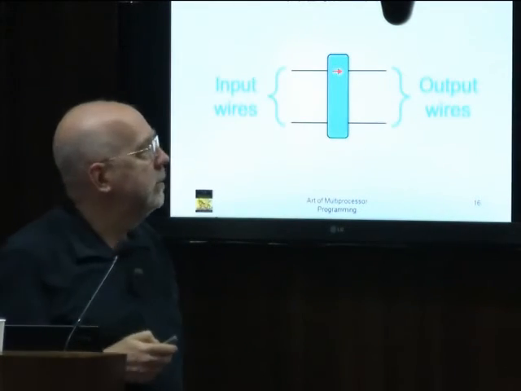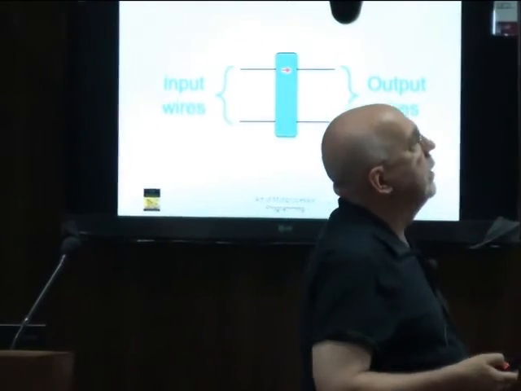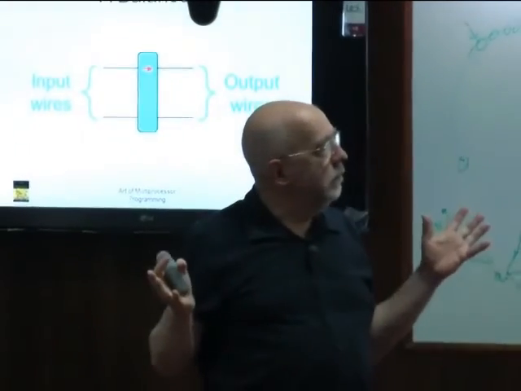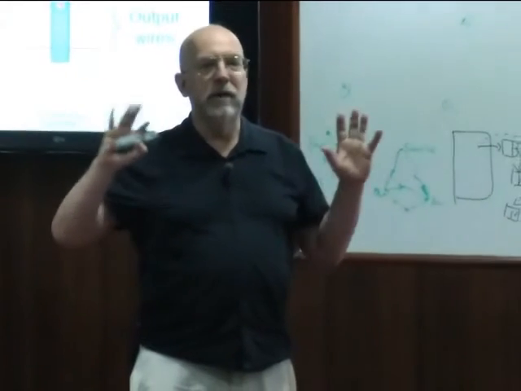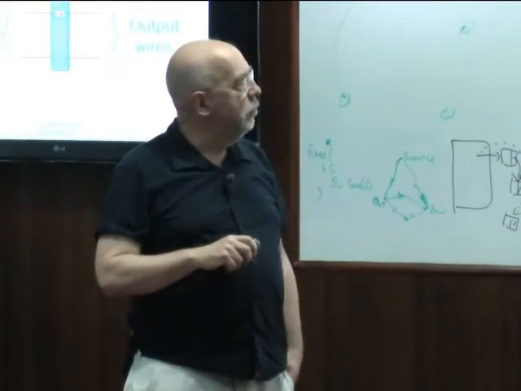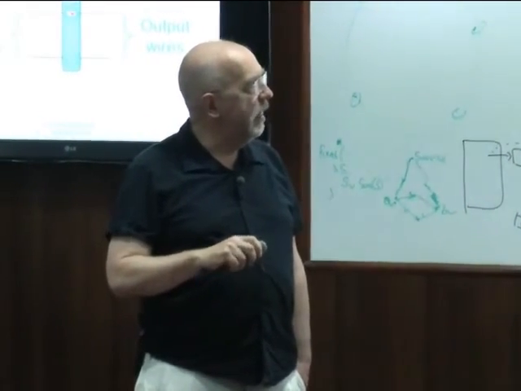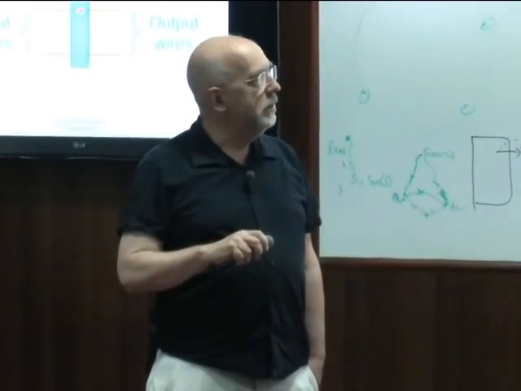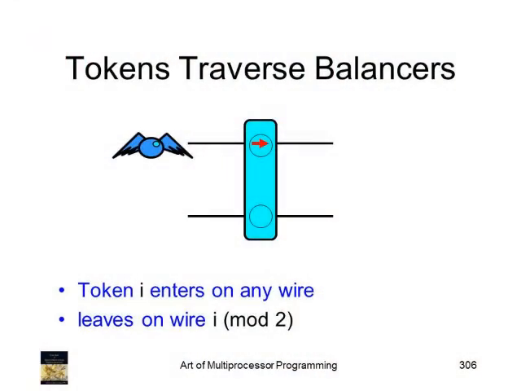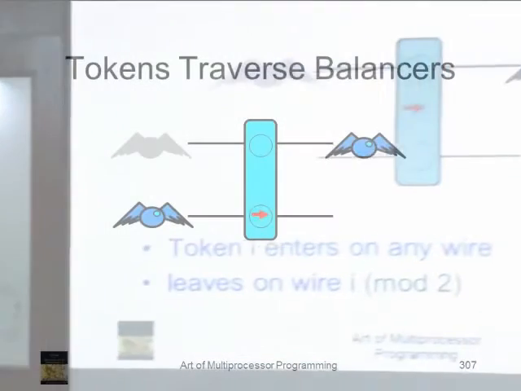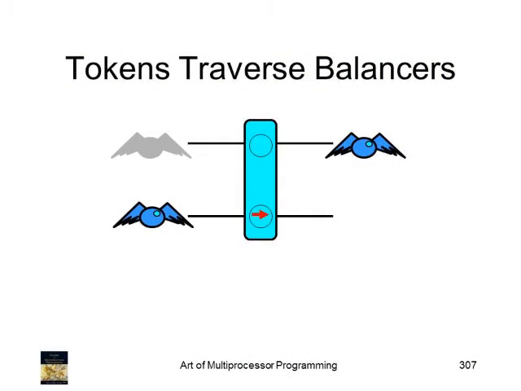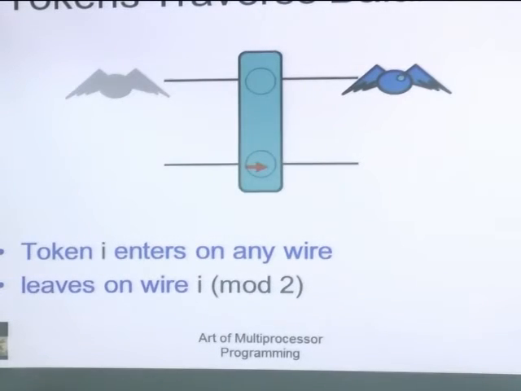Really, this is a shared memory data structure, but let's think about it as if it were some kind of a network. So we have two wires coming in, two wires coming out, and we have a very simple switch which points to one of the output wires. And a token, which you can think of as a message, comes in. It visits the balancer. It goes through the wire pointed to by the arrow, and it flips the switch to the next arrow.